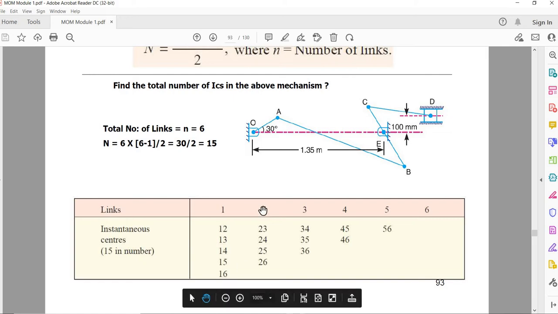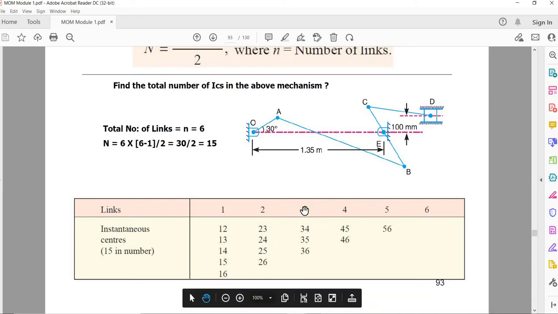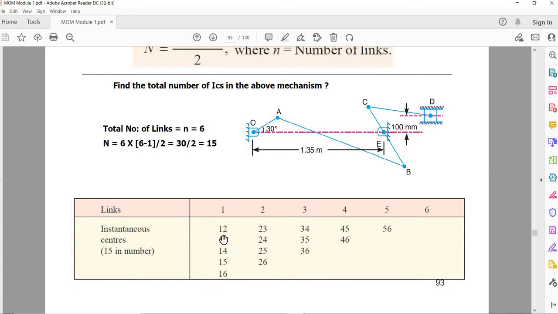Next is actually 2 1. 2 1 is already here, so no need to write. So 2 3, 2 4, 2 5 and 2 6. Then coming to 3, you have 3 1, which already came here, and 3 2, which already came here. And 3 4, 3 5 and 3 6 are here.